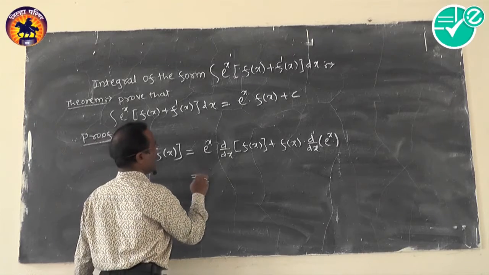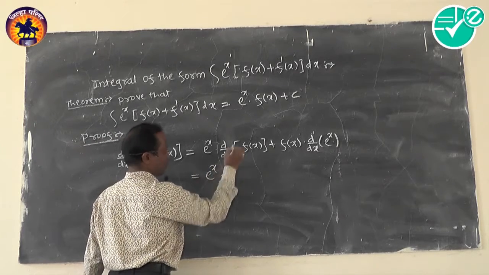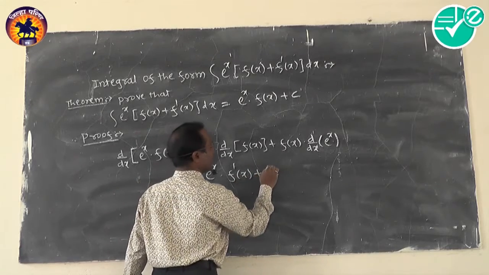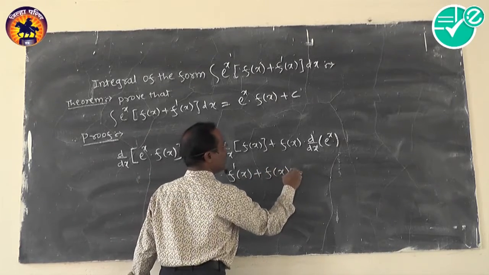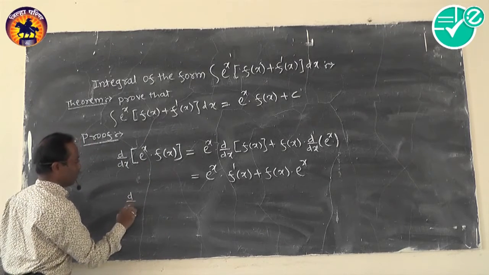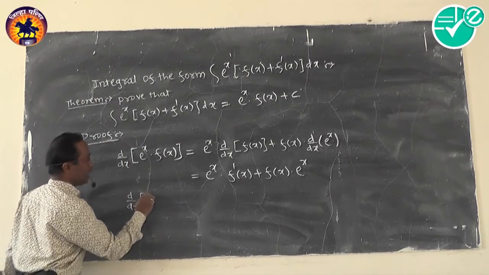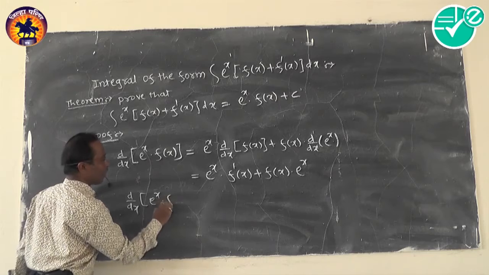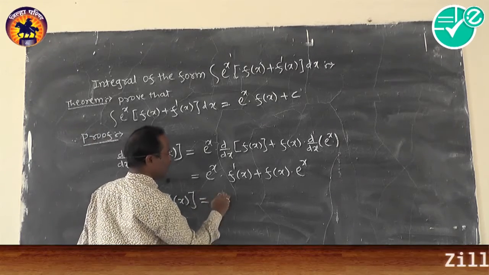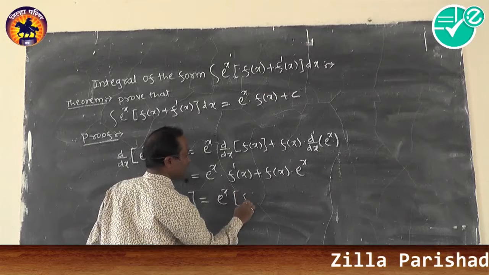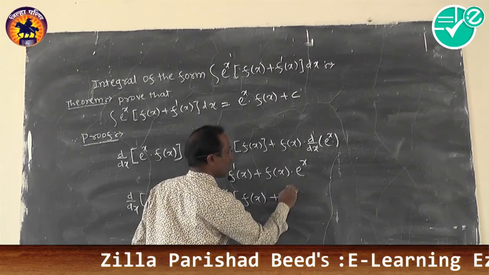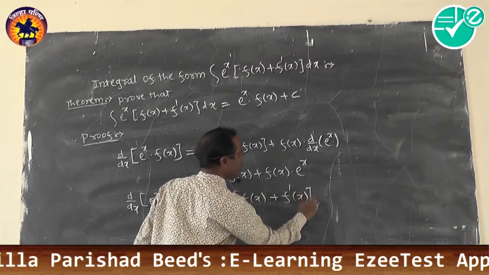So we get e to the power x into f dash of x plus f of x into e to the power x. So d by dx of e to the power x into f of x is equal to e to the power x, taking common, we get f of x function plus f dash of x, means its derivative.